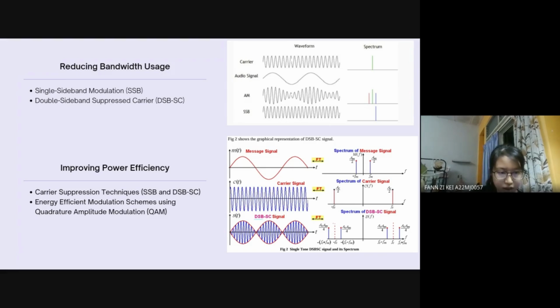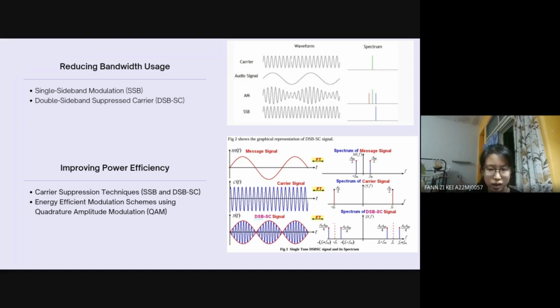And for the energy efficient modulation schemes that we use to improve the power efficiency, there is QAM, quadrature amplitude modulation. It is a more recent advancement that we use to improve data rate and energy efficiency. So how does it work? It combines both amplitude modulation and phase modulation to encode more data per symbol. So it changes both the amplitude and phase of the carrier so that QAM can transmit multiple bits of information per symbol, allowing a higher data rate and greater efficiency while using less band power. So this is a more recent concept.